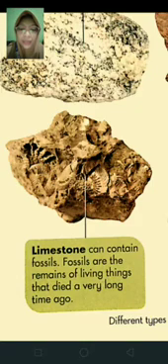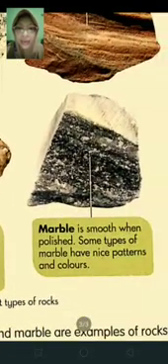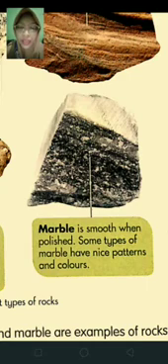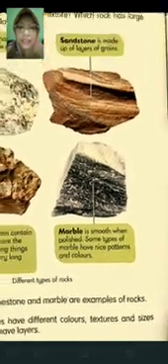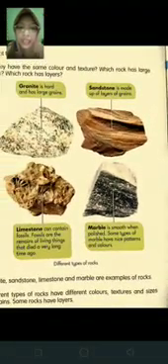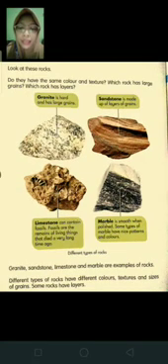And then this is the last type of rock. We can say marble. Marble is smooth when polished. Some types of marble have nice patterns and color. It is so beautiful. Maybe this is why marble is so beautiful, it has nice patterns and color.